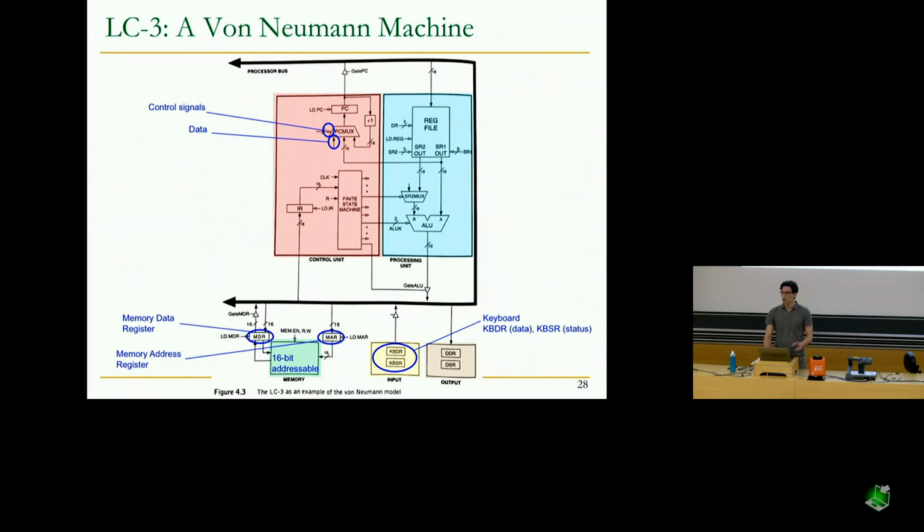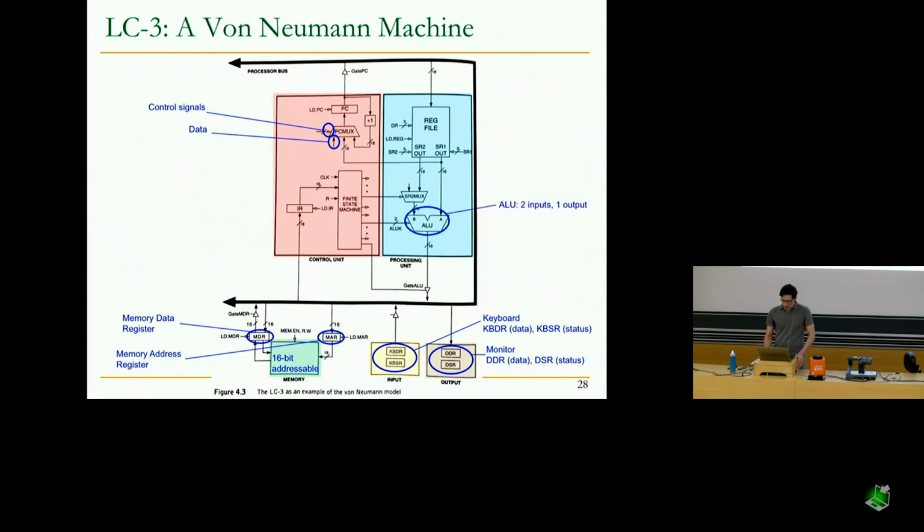In the keyboard, we also have two important registers. One of them is for data. For example, there's this KBDR, where we are going to store one character that is input by the keyboard, and we also have another register that is for status information. That's something similar to what we have for the monitor. We also have one register for data and another register for the status information.